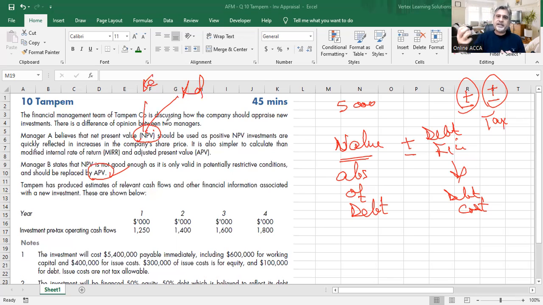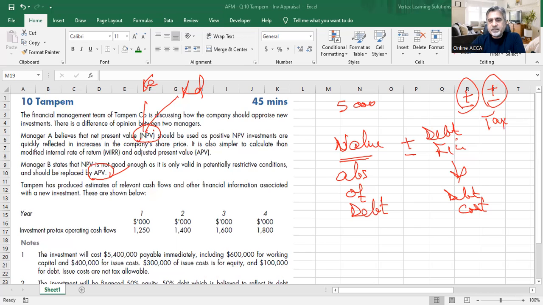So then I take the debt. How much debt do I have to take? Out of 5 million, I need to take 2 million of debt. On that 2 million debt, how much interest am I going to pay? And on that interest, how much tax benefit will I get? And then I need to discount that. I will not discount it at my WACC, I will discount it at my cost of debt, which is relevant to that debt. That makes more sense. So this is actually the purpose of calculating APV.